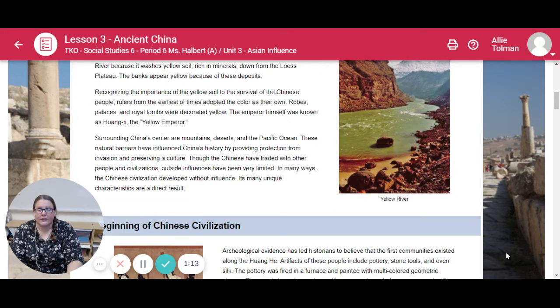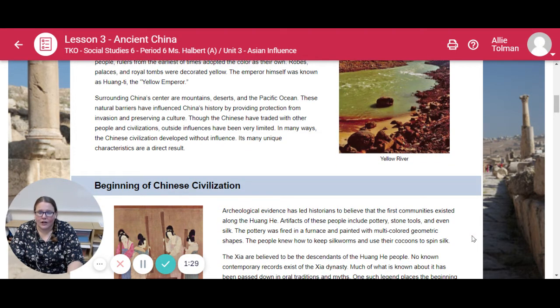Recognizing the importance of the yellow soil to the survival of the Chinese people, rulers from the earliest times adopted the color as their own. Robes, palaces, and royal tombs were all decorated in yellow. The emperor himself was known as Huang Ti, the Yellow Emperor.